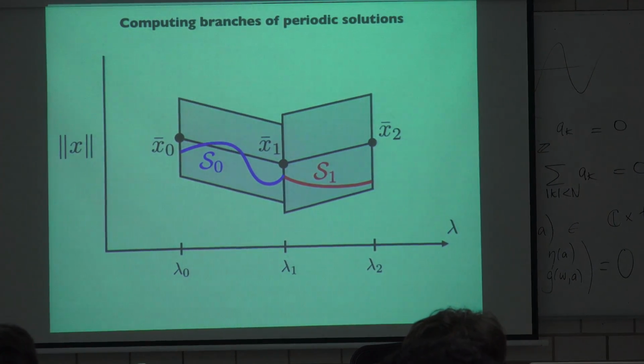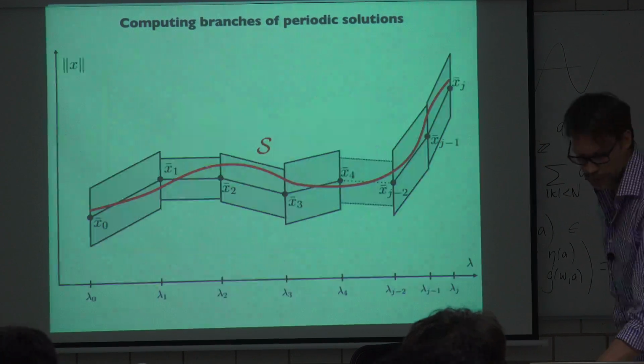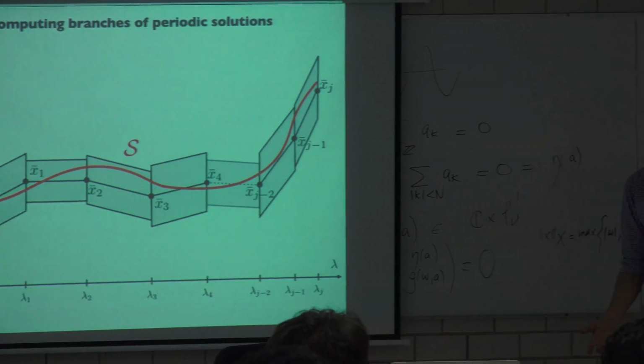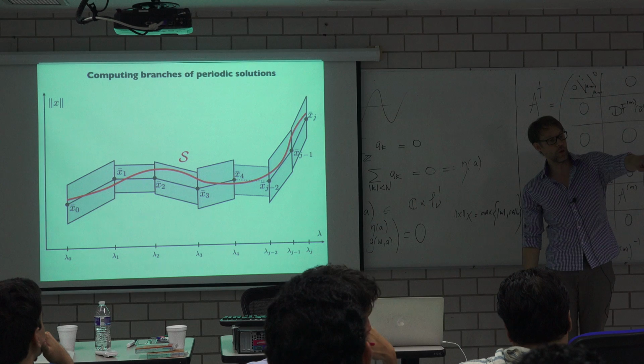So basically that never happens, and that's a byproduct of the technique. So with this, we can just globalize branches. And then after that we can do pseudo-arc length and then get folds.